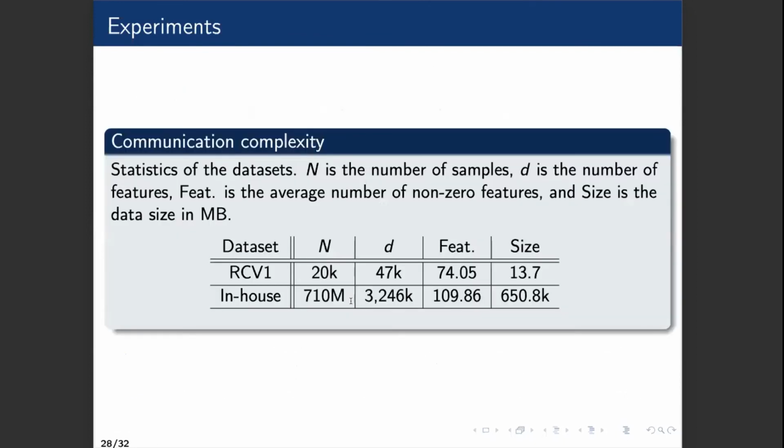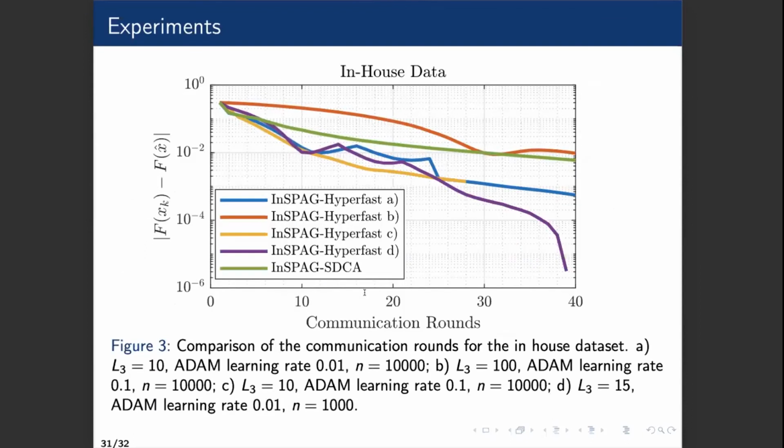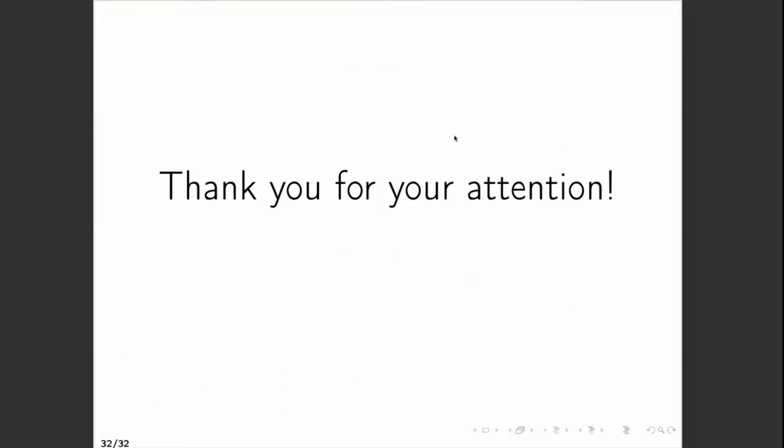Also, this is the in-house data. It's 3 million dimension. I thought that it would be impossible to compute third-order methods for 3 million dimensions. But it's possible, and it outperforms first-order methods and other methods. So this is the last part of my talk. Thank you very much. Thank you for your attention.